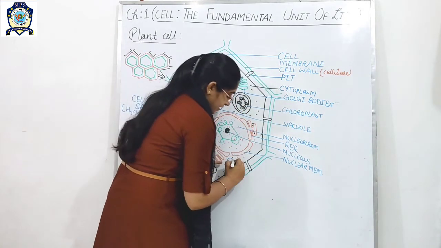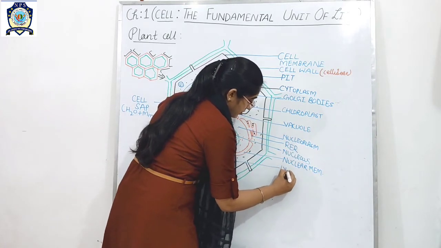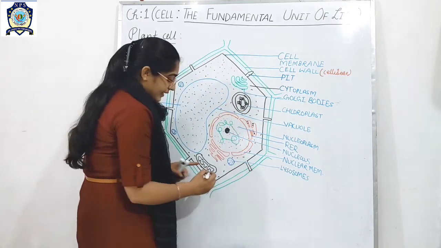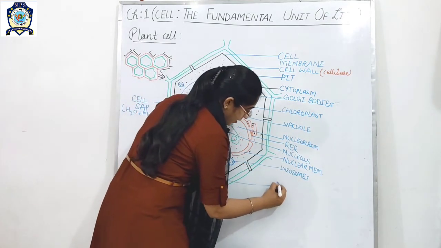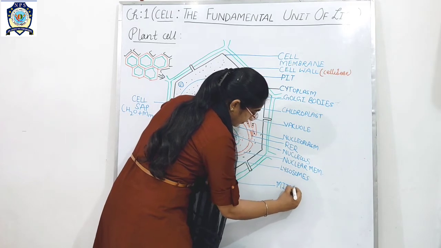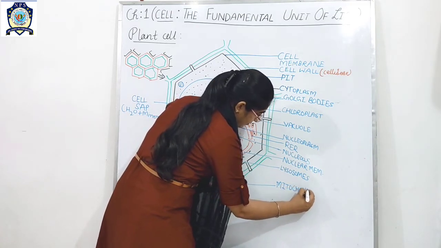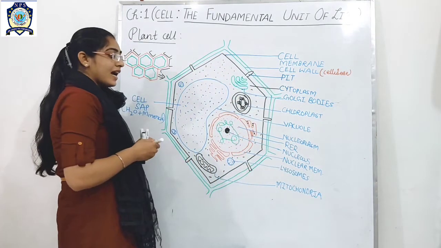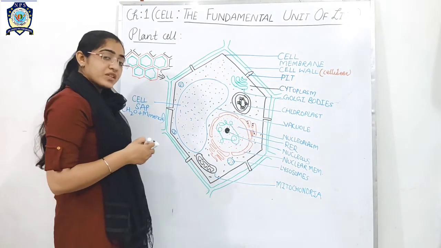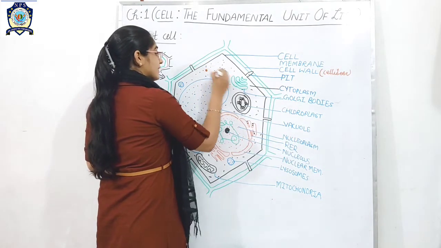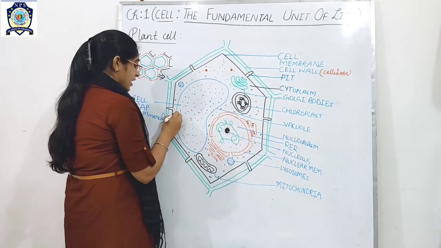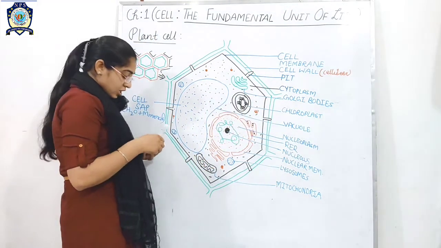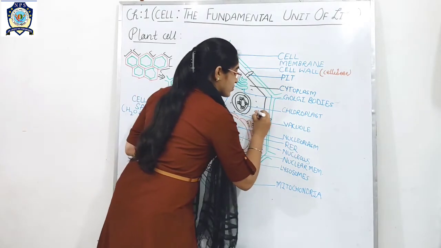Okay, this one is the lysosomes and this one is called the mitochondria. Okay, and also there are present some spherical bodies, and these spherical bodies are called the ribosomes. Is it okay? So this is the ribosome.